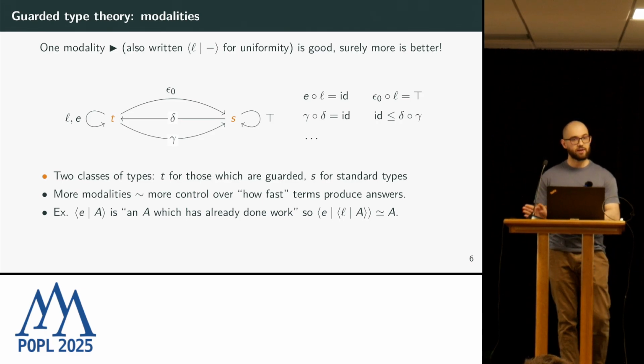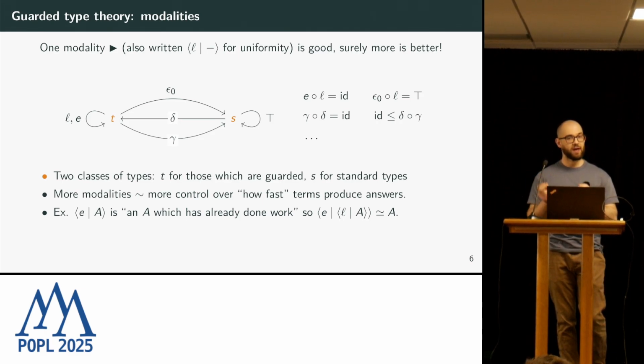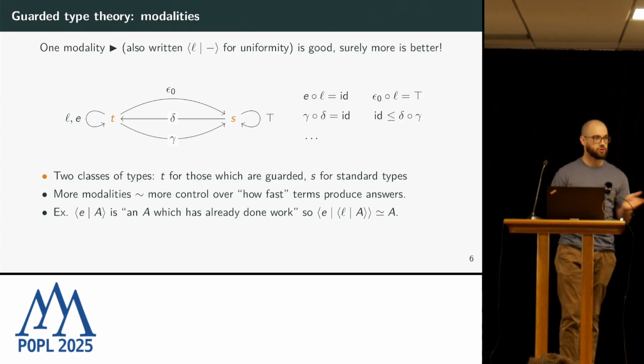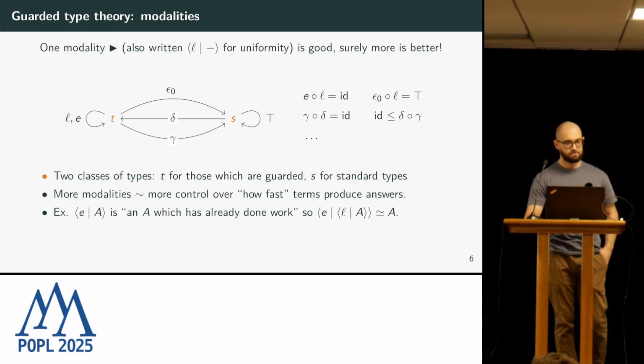But then alongside them, separately, we have mode S. And these are meant to be just ordinary standard types. No guarded recursion. This is where you prove the theorem that you want other people who don't like guarded recursion to be. Okay. And we have a lot more modalities in this system.